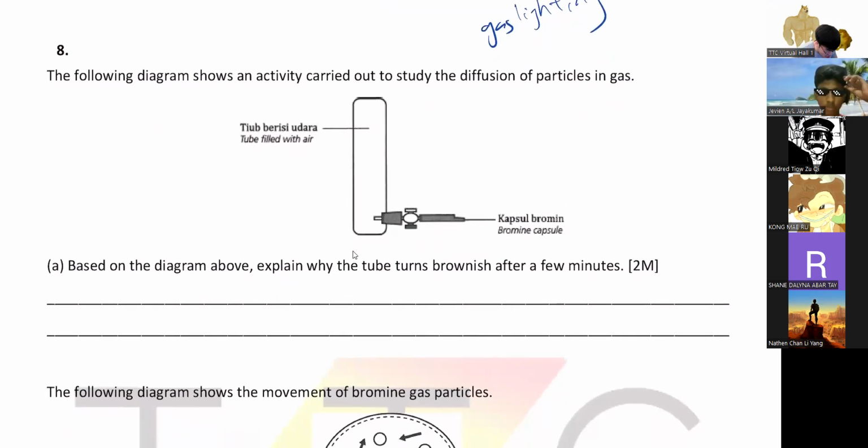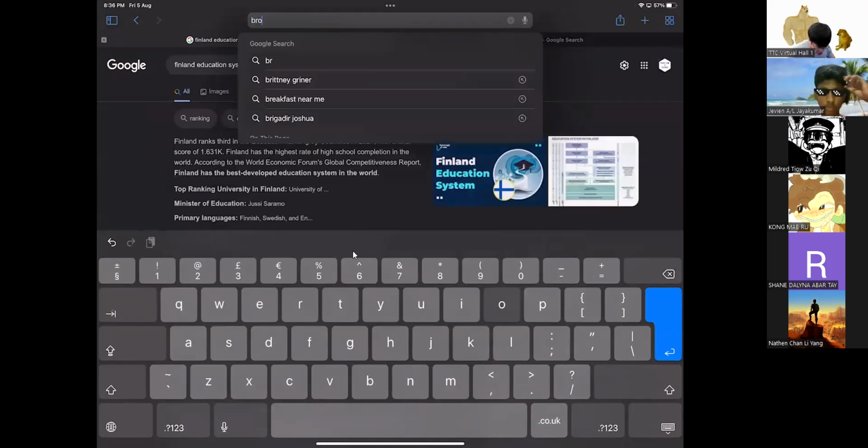Anyway, let's look at question 8. The following diagram shows an activity carried out to study the diffusion of particles in gas. We stopped around here, right? If you have done this, let me know. So this is a tube filled with air. This is the air particle. Let's just put air particles here. Then we put bromine here. So what is bromine? Bromine is just a brown colored gas.